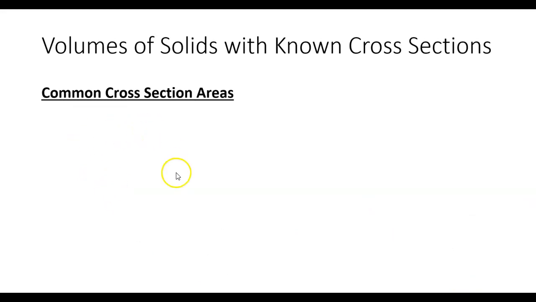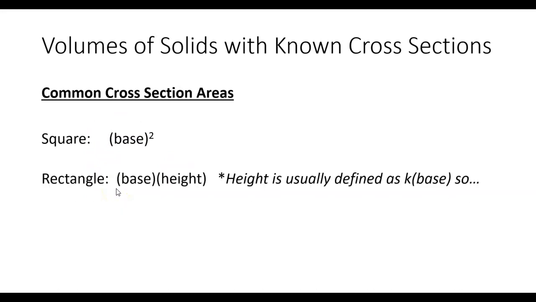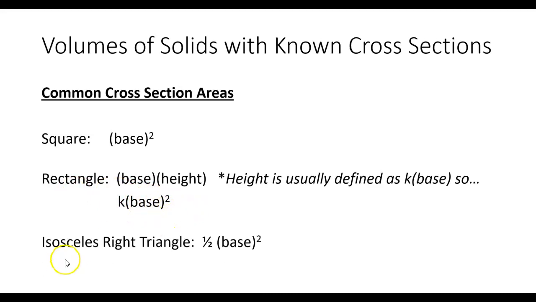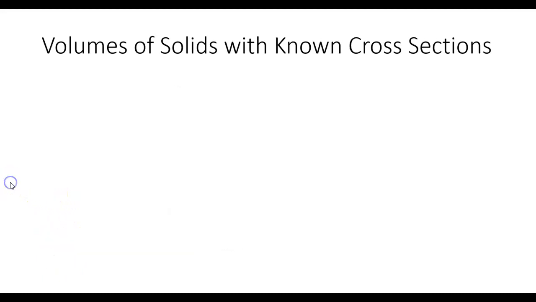So some common cross-section areas would include things like the square, which we've already said is the base squared, or the rectangle. A rectangle is base times height. And usually the height is going to be given to you defined as some multiple of the base. So instead of height, we would call it something times the base, which would cause the whole area to become k times the base squared. Another really common one on the AP test is the isosceles right triangle. But there are others, and we talked about them. As a matter of fact, one of your practice problems for this week is going to have a semicircle on it, which we'll talk about when we get there.